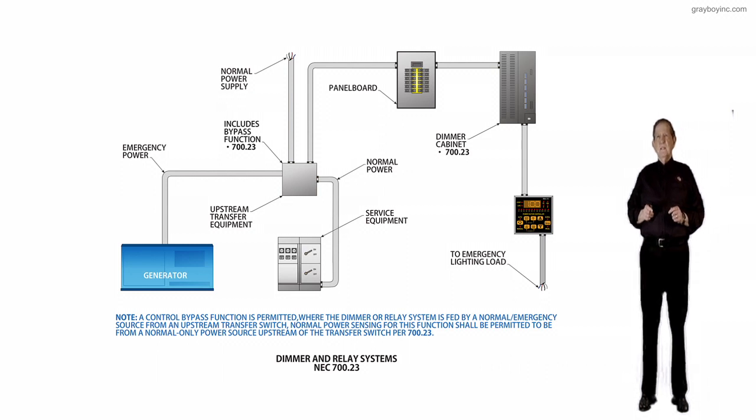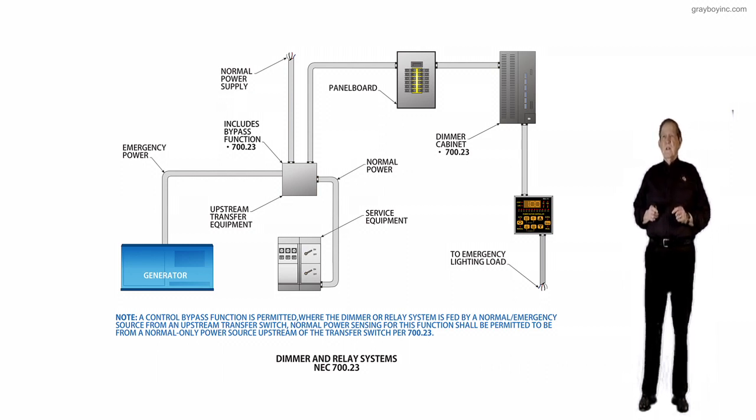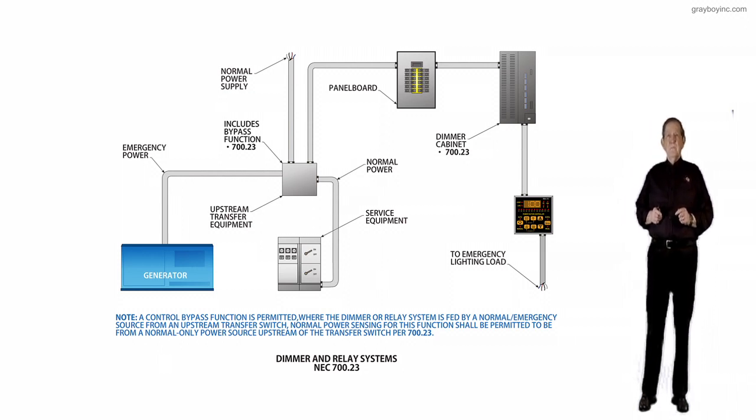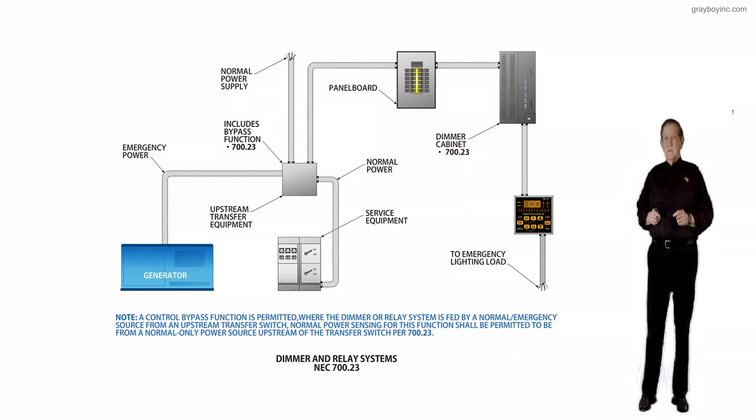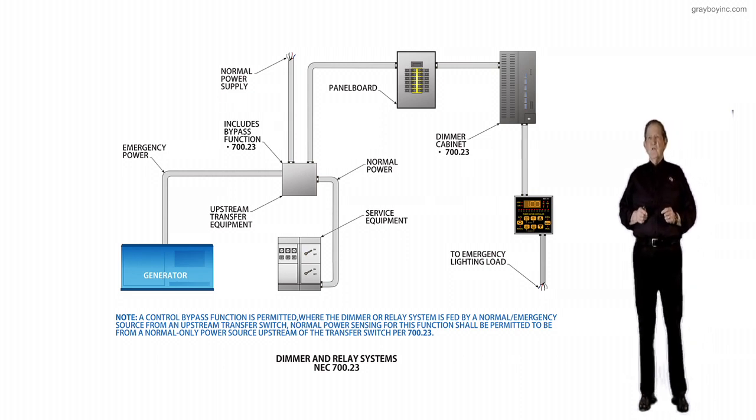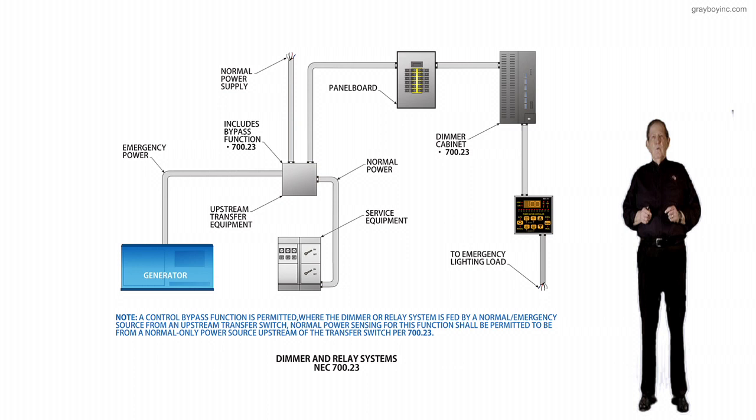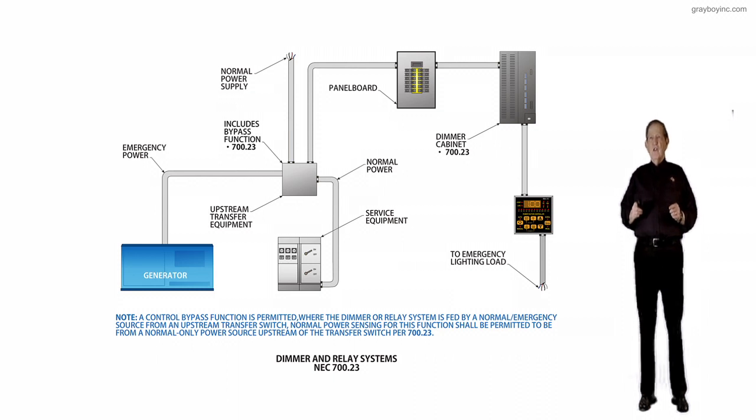UL 924 lists its dimmers or relay systems installed in accordance with 700.23. It is often fed from a normal and emergency source through an upstream UL 1008 transfer type switch. When normal power fails, the entire feed to the dimmer or relay panel is transferred.